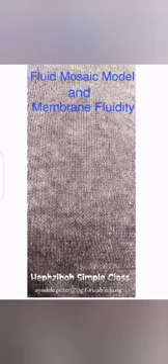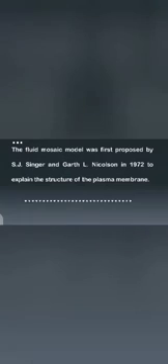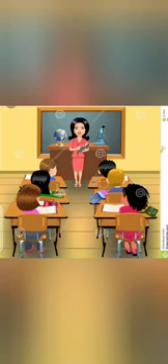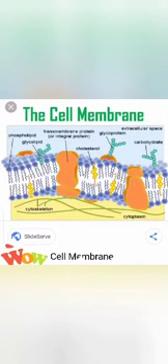Today, I will be talking on fluid mosaic model and membrane fluidity. The fluid mosaic model was first proposed in 1972 by Singer and Nicolson to explain the structure of a cell or plasma membrane. In our previous classes, we already discussed what a cell or plasma membrane is. Now, what is a fluid mosaic model?